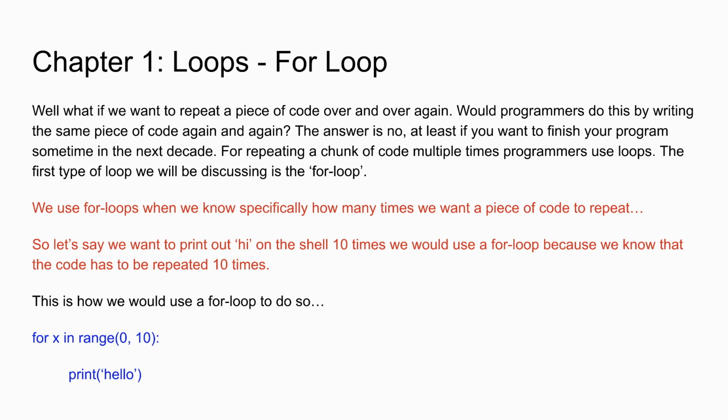We use for loops when we specifically know how many times we want a piece of code to repeat. So, let's say we want to print out hi on the shell 10 times. We would use a for loop because we know that the code has to be repeated 10 times. This is how we would use a for loop to do so. We would say for x in range 0, 10, print hello. We use the range function to list the numbers from the two values we specify so that the code goes in that amount of times.